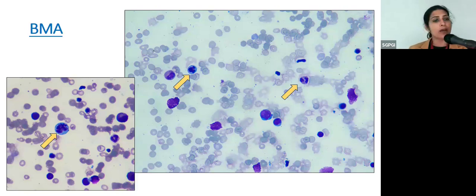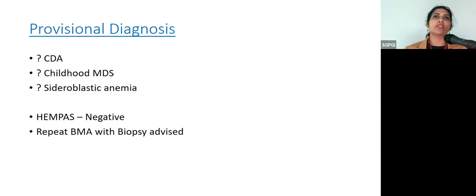So let's move on. What happens next? What was the provisional diagnosis? A 3-year-old child with dyspoiesis. So we thought, were we dealing with a congenital dyserythropoietic anemia? Was it a childhood MDS, or was it sideroblastic anemia?